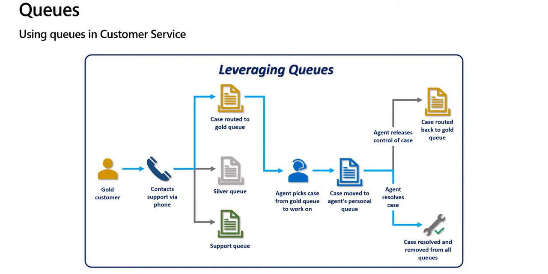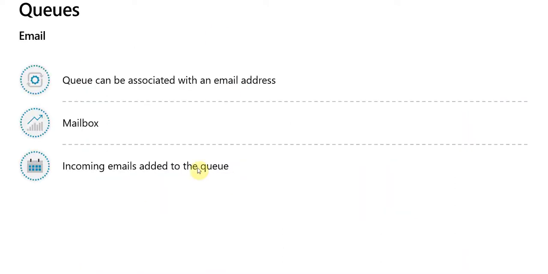So usually in Dynamics CRM, we associate the queues directly to the email addresses, which are associated to a mailbox.